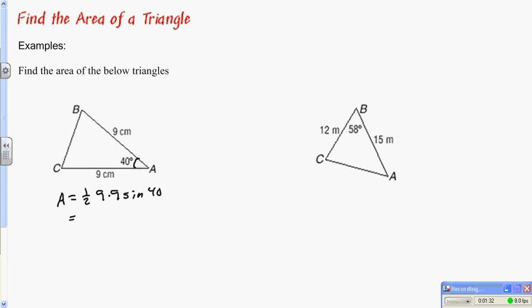Calculate that out. Now notice we are in degrees, so make sure your calculators are in degrees. And that would give us approximately 26.033 for area. With centimeters, that's centimeters squared. Same for this triangle. It's 1/2 times 12 times 15 times sine of 58. Calculate that out. Should get approximately 76.324.